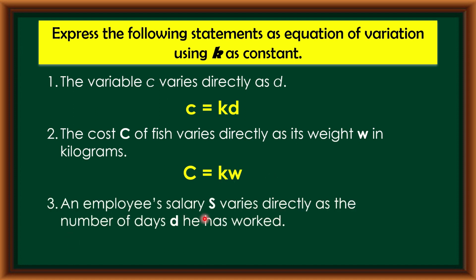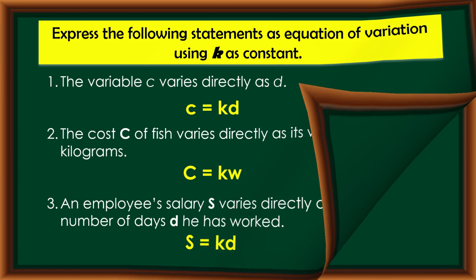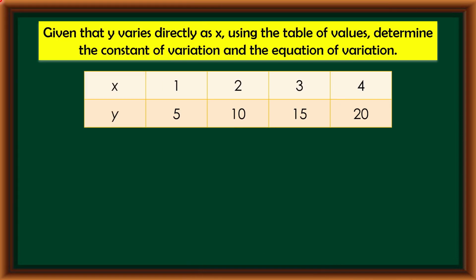An employee's salary S varies directly as the number of days D he has worked. So for this one, since our first variable is S and the second variable is D, then the equation of this variation will be S is equal to k times D. So that is how we write the equation of a given statement. Let us now have another activity.